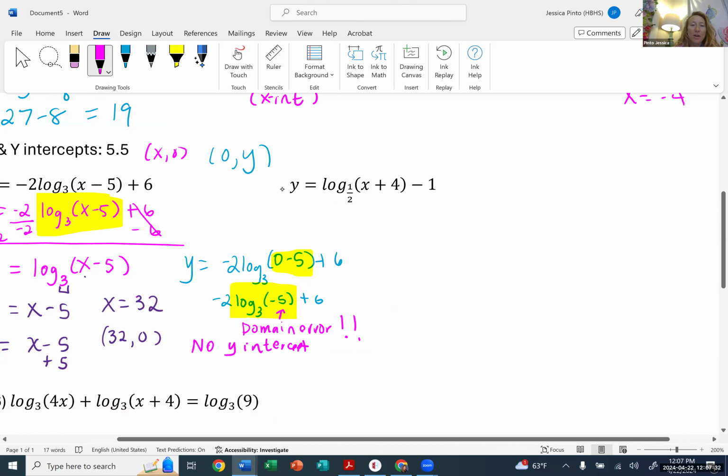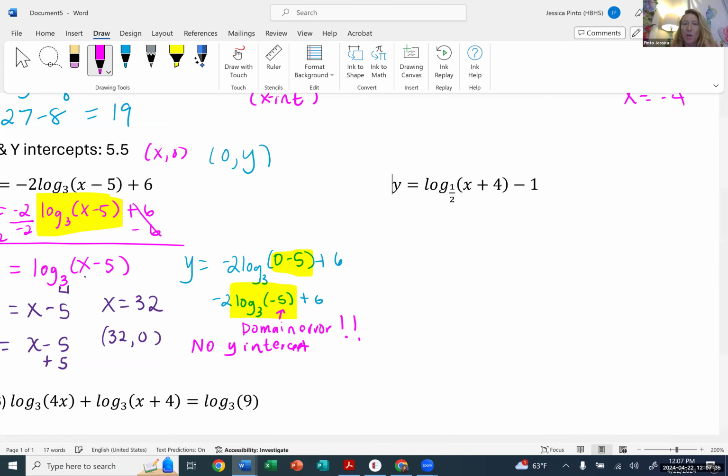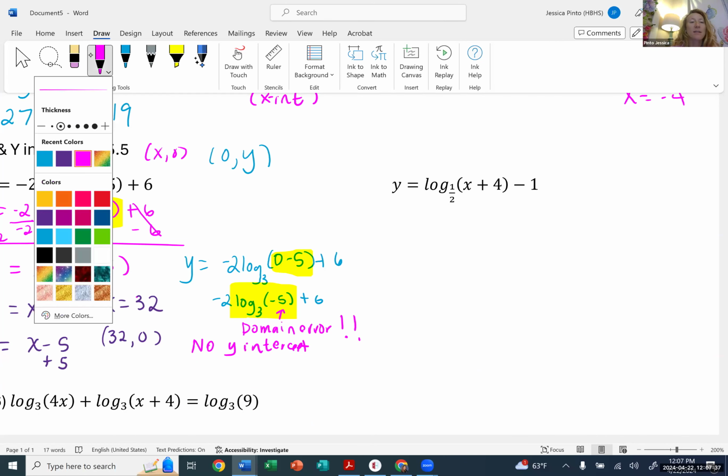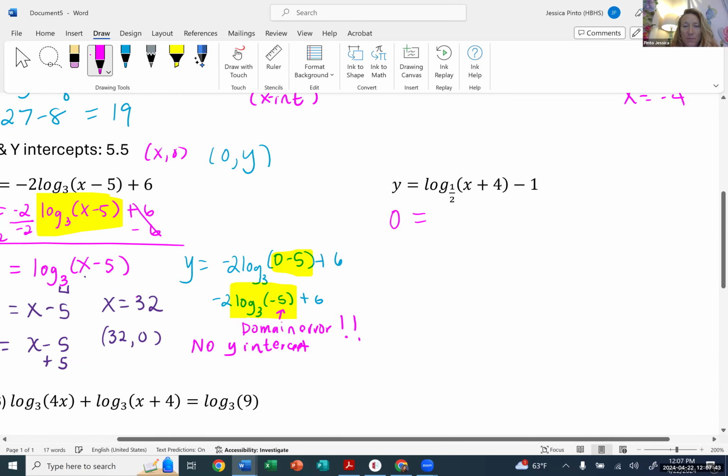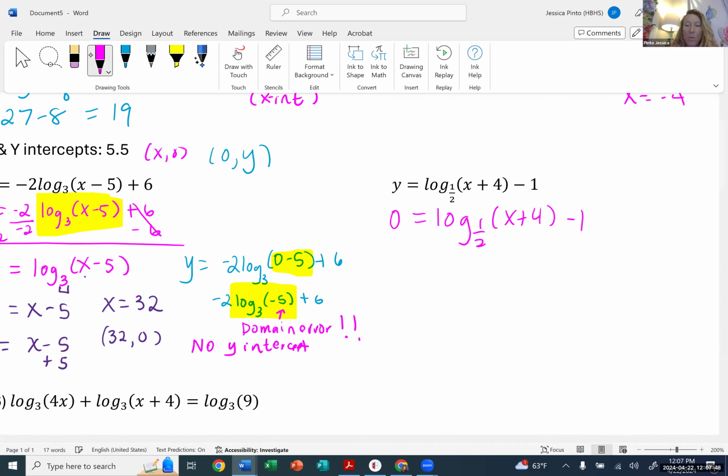Now, on the other side of that, we have problems like this one here, which will have solutions, and let's practice this one. So again, to find the x-intercept, we replace y with 0. I'm just doing that. And what we're going to do is we're going to isolate the log. So which part is the log? There's no factor in front of the log this time. So this is the log part. So I need to get rid of that negative 1. Adding 1. I'm going to get 1 is equal to log base 1/2 of x plus 4.